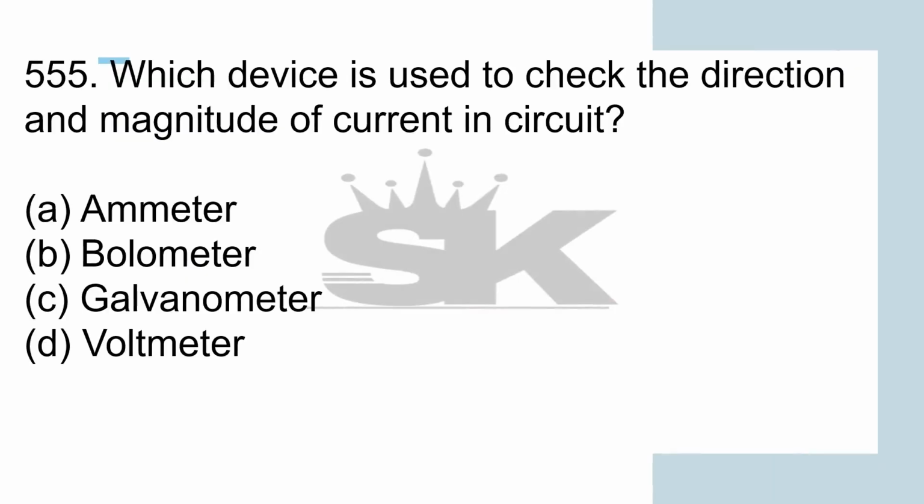Which device is used to check the direction and magnitude of current in a circuit? That is the ammeter. An ammeter is a measuring instrument used to measure the current in a circuit. Electric currents are measured in amperes, as the name suggests. Instruments used to measure small currents in the milliampere and microampere range are designated as milliammeters and microammeters.